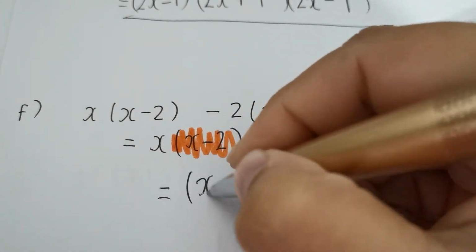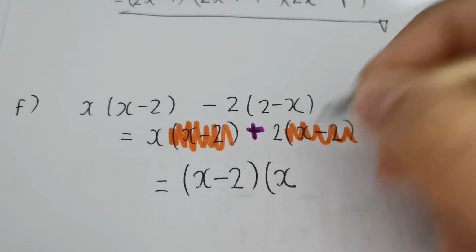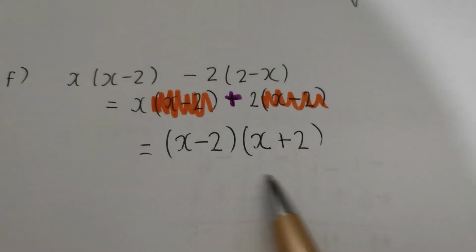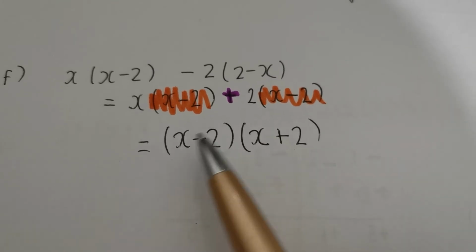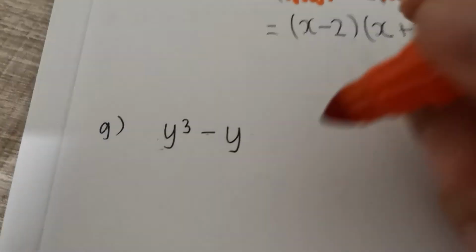Take it out. What are we left with over here? X. What are we left with over here? Plus 2. Hey, what does this look like? This looks like difference of two squares. One with a minus, one with a plus. Interesting. Okay, next question. What can come out between these two numbers? Oh, well, they're not numbers.